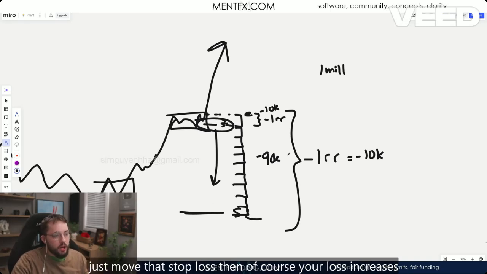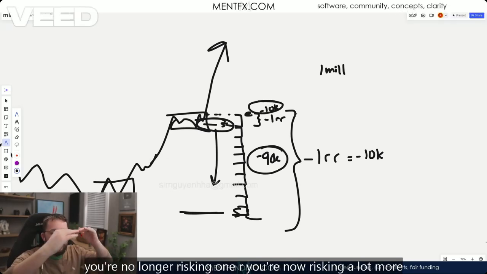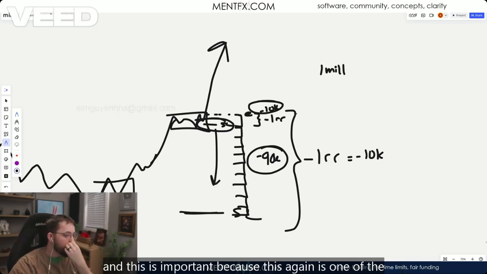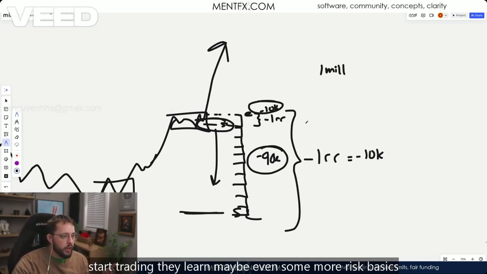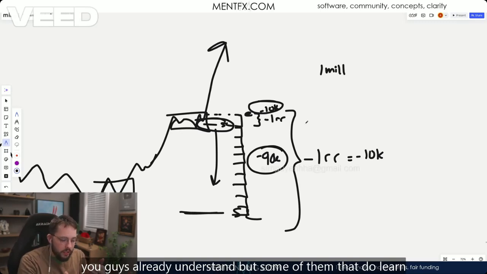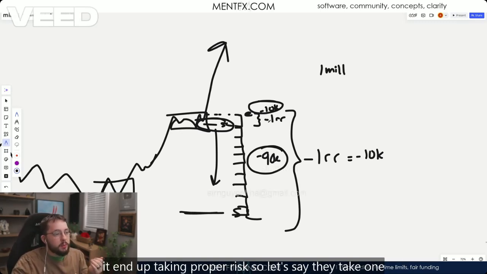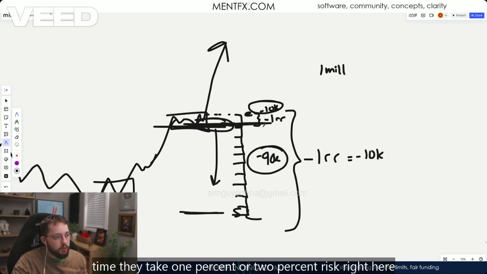And if you just move that stop loss, then of course your loss increases from the original, what would have been -1 R, because you're no longer risking 1 R, you're now risking a lot more. And this is important because this, again, is one of the biggest issues that plague a lot of traders. A lot of traders start trading, they learn maybe even some more risk basics. Like, a lot of traders don't even know the risk basics that you guys already understand, but some of them that do learn it end up taking proper risk. So let's say they take 1% or 2% or 0.5% risk right here.